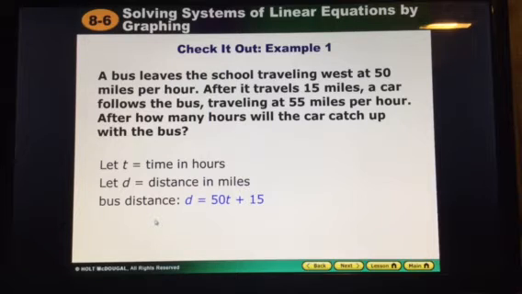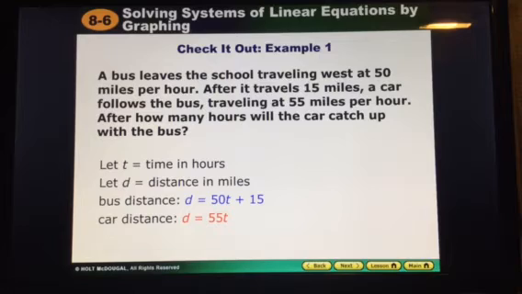Well, then the car's distance would be 55 miles times their time, but they're taking off 15 miles behind them, so they would be at D equals 55 times time, because they're 15 miles behind.